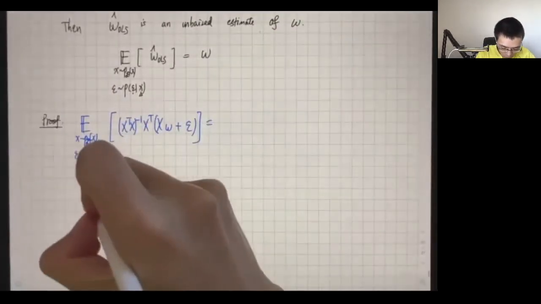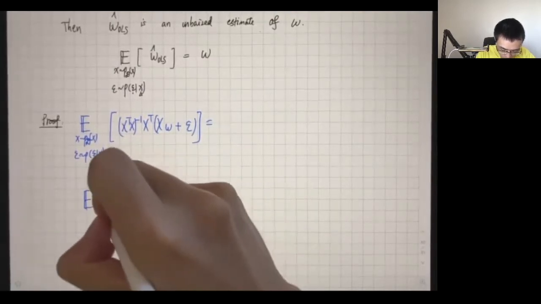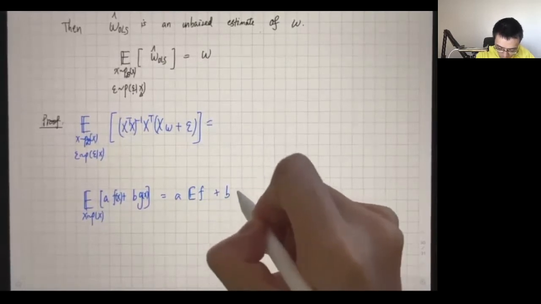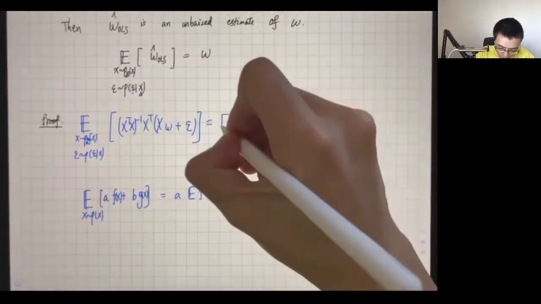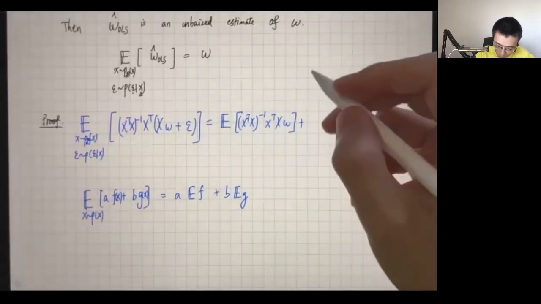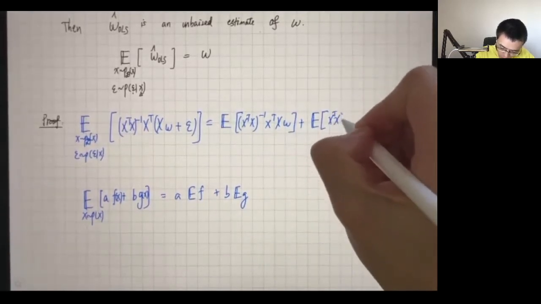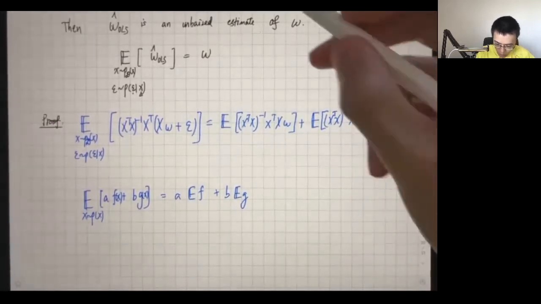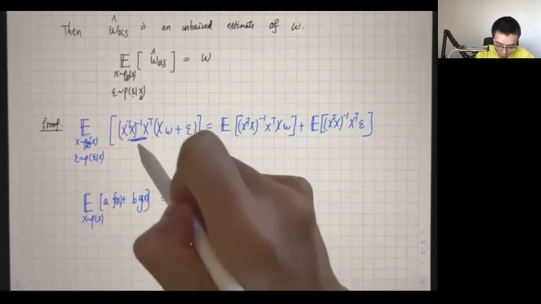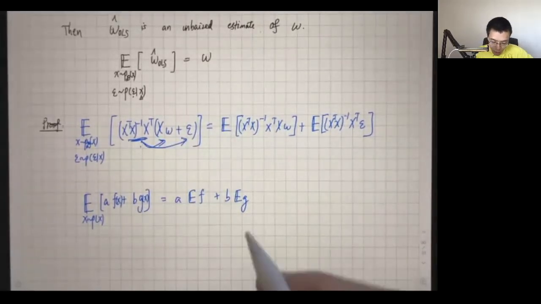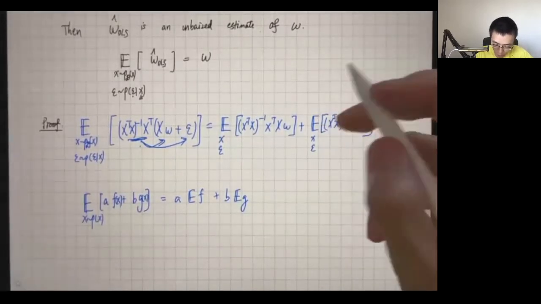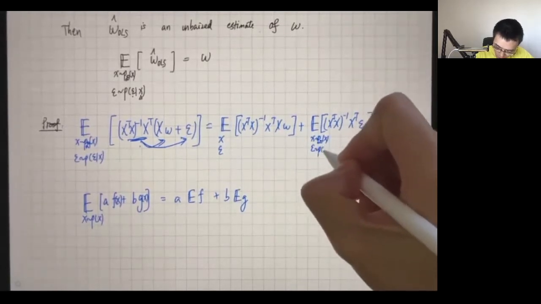And we know the expectation is a linear operator. So the expectation of a f plus b g, suppose f is a function of x, with x drawn from P of x, gives me a times the expectation of f plus b times the expectation of g. So this gives me the expectation of (X transpose X) inverse X transpose X omega plus the expectation of (X transpose X) inverse X transpose epsilon. I'm just distributing this term to every term here. Where are the random variables? The random variables are still x and epsilon. I just omit that distribution, and can write it like P of dx.